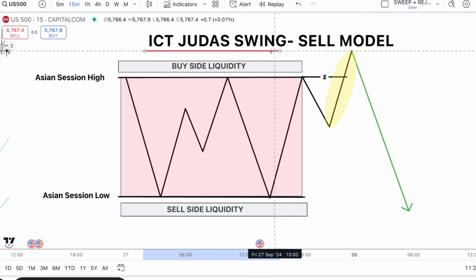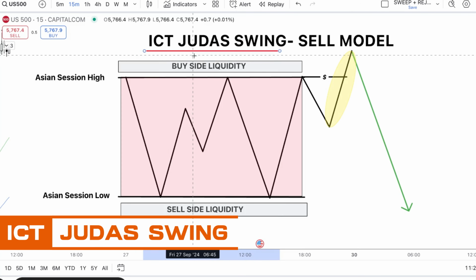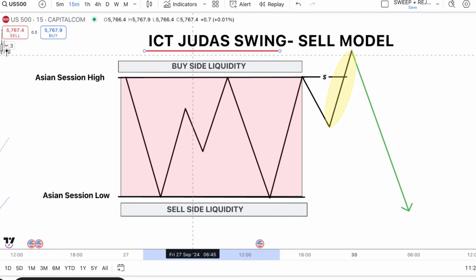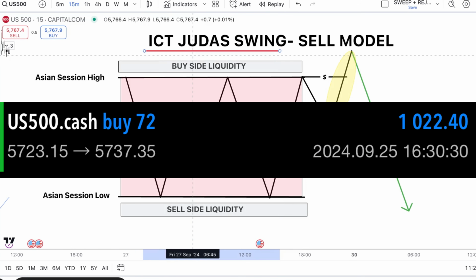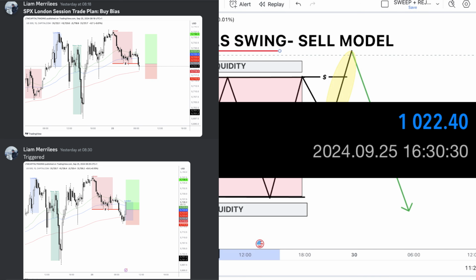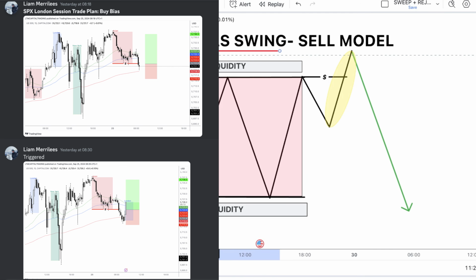Today I'm going to simplify the ICT Judas Swing. Here's a screenshot of a trade that I took yesterday with the profit, and here's the analysis that I sent to the community using this exact strategy. So let's just jump straight in.